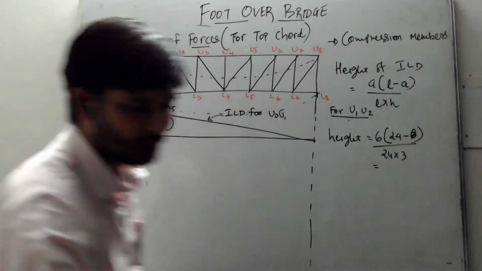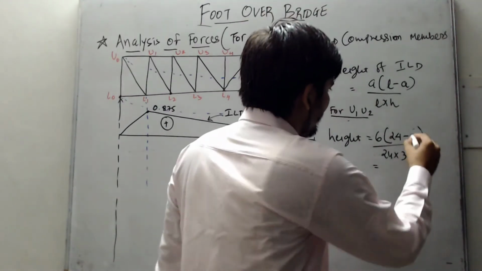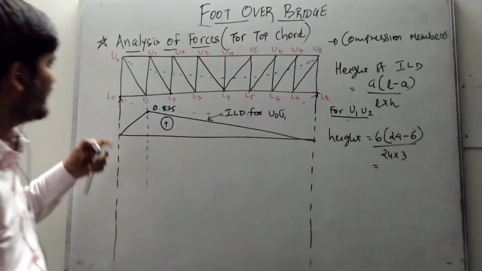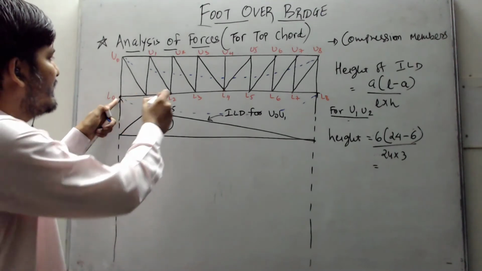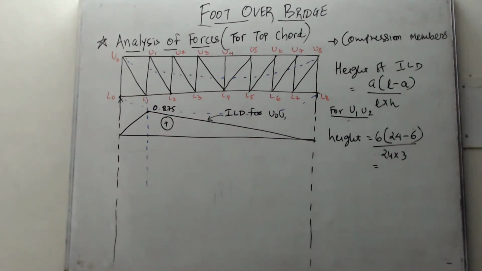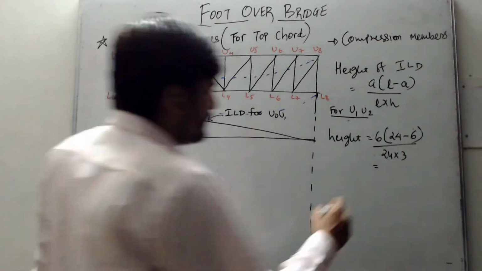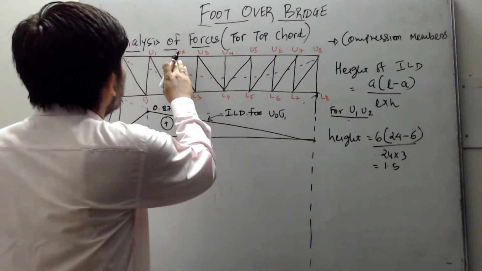This is 6 here. Your a is 6. How do we calculate a? a is the distance from the left hand or origin. Distance from the origin up to the end of the member. So up to U2, the total length is 6 meter. So if we calculate this, we will get this value as 1.5. Similarly, we calculate for U2 U3.